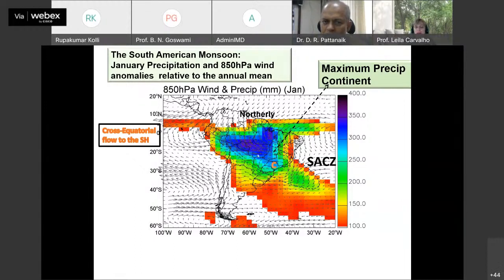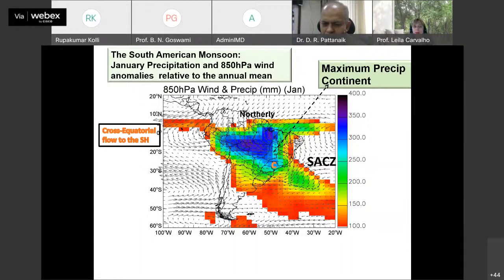And what we see here in colors is precipitation. Winds are anomaly after removing the annual cycle. So you clearly see the cross-equatorial winds. We see a cyclonic anomaly in this region related to convection, and also see the SACZ in this region. We don't actually see much of the Chaco Low because this is there year-round.